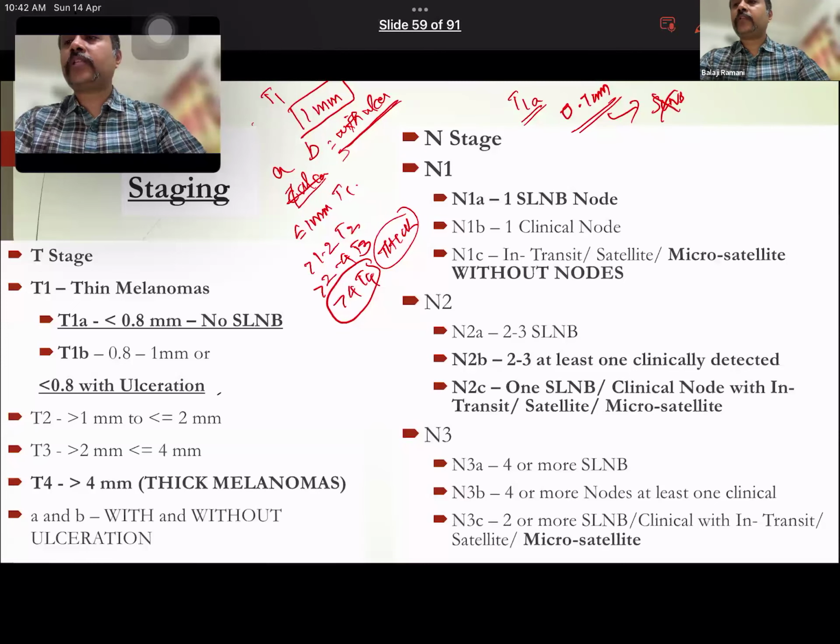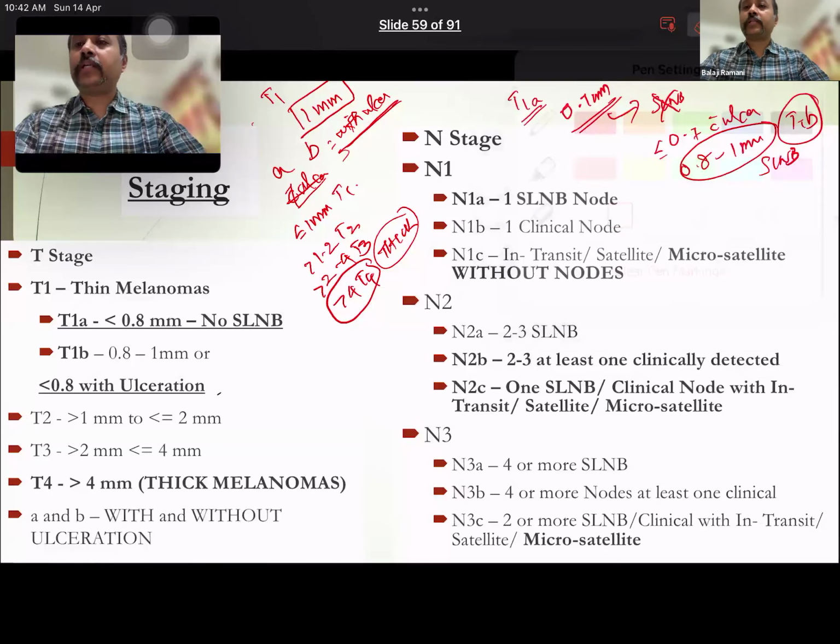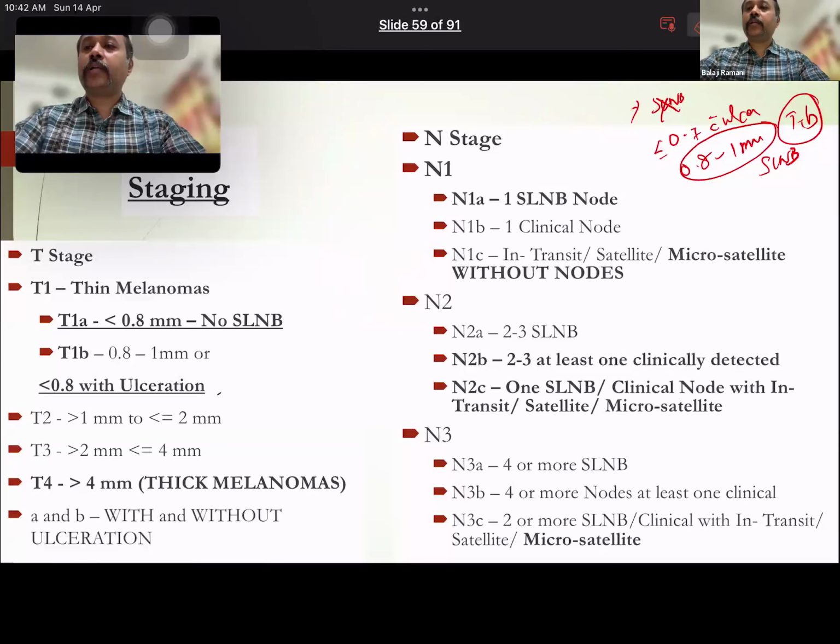So any lesion which is less than or equal to 0.7 with ulcer, or 0.8 to 1 millimeter, that will be making a T1B lesion, and this one will need a sentinel lymph node biopsy. So this is the T staging.